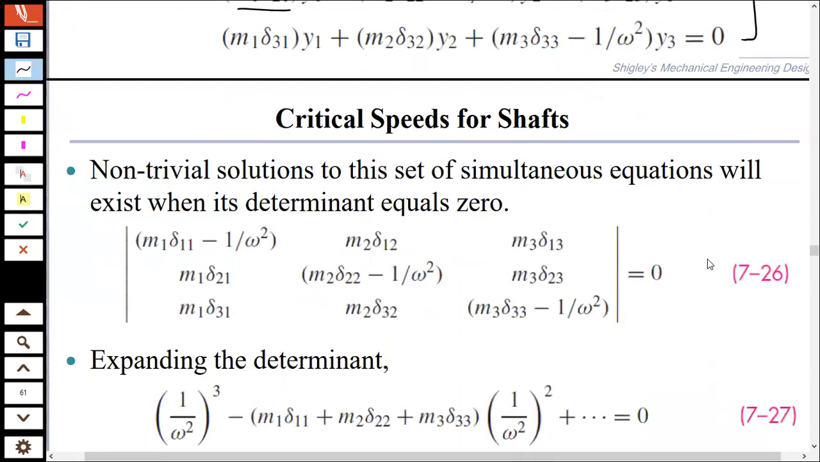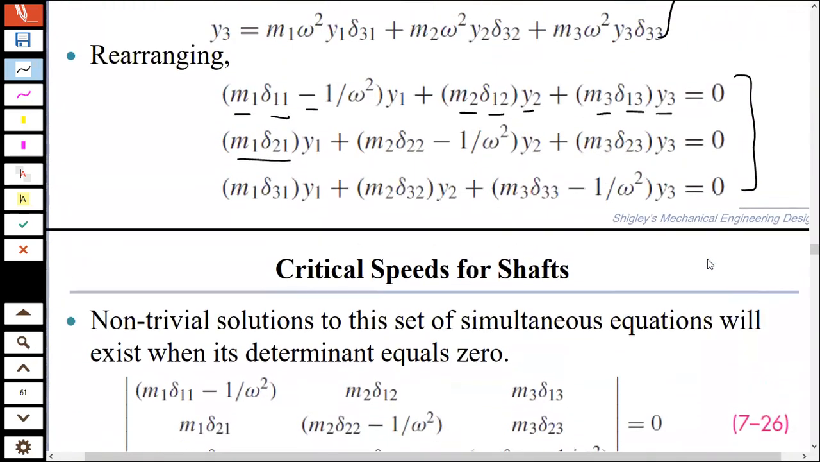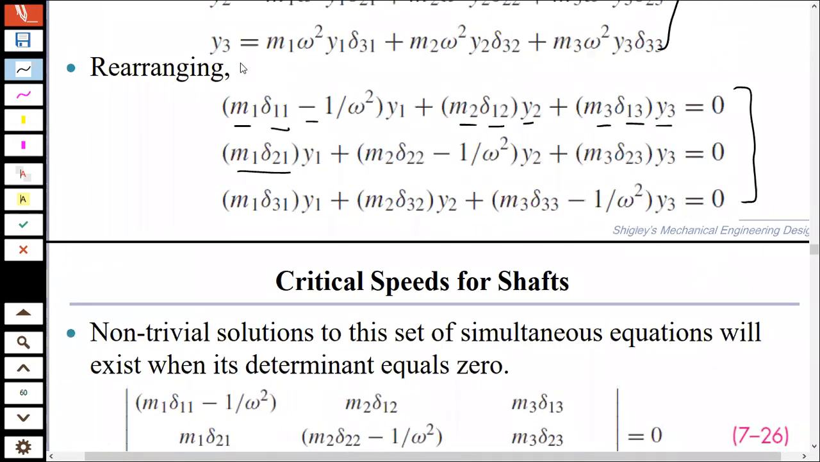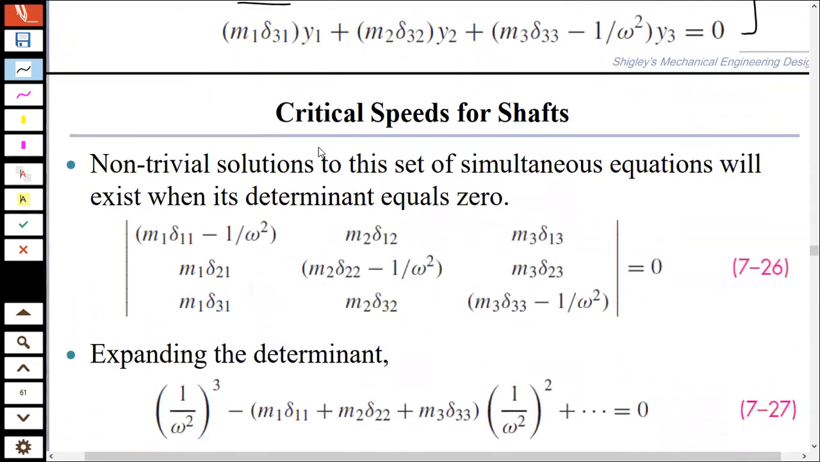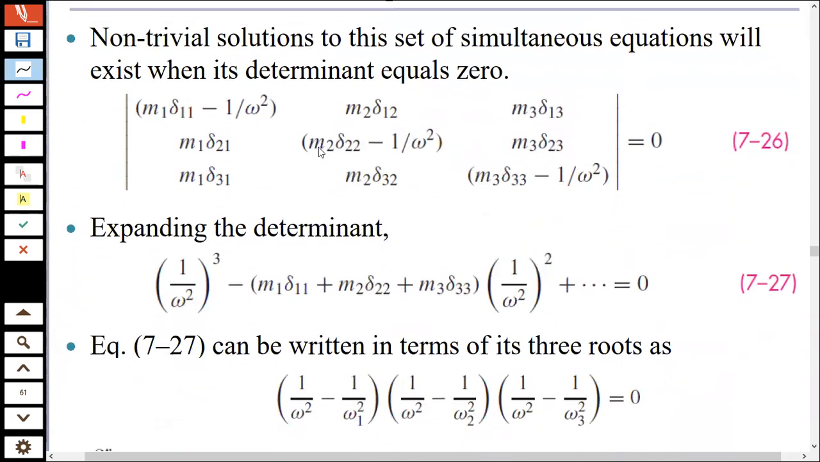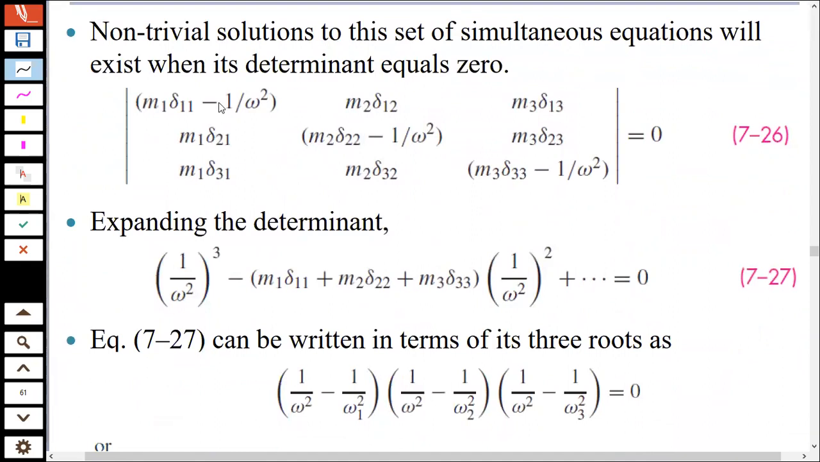Okay? Now for a non-trivial solution, we will write the coefficients of y1, y2, and y3. So that makes a matrix. For example, the first coefficient is this one, the second one is this one. So let's take these and the determinant. If we want to solve these equations, so for a non-trivial solution, the set of simultaneous equations will exist when its determinant is equal to 0, then we will say that the solution exists.